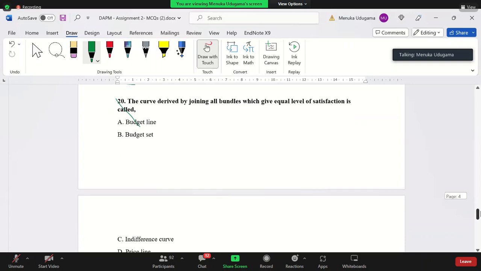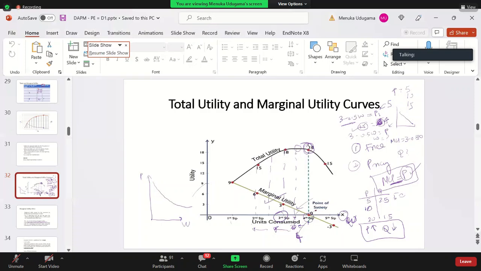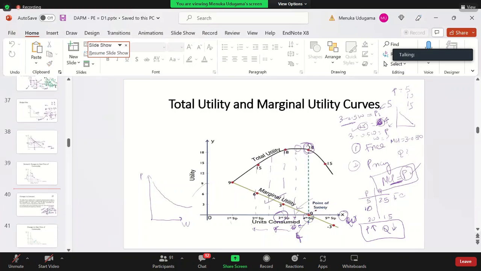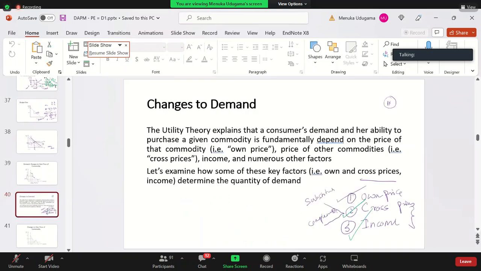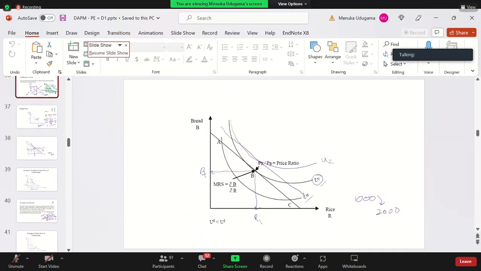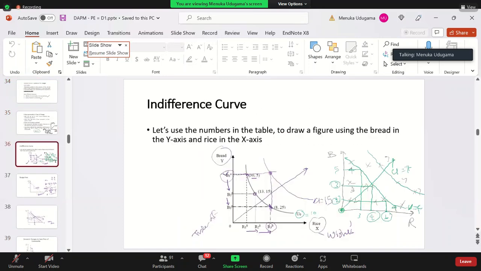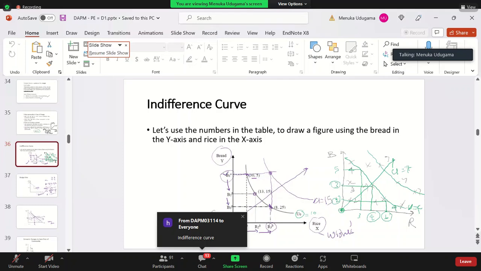Question number 20: the curve derived by joining all bundles which give the same level of satisfaction. What it means is all bundles which give the equal level of satisfaction. What did we call it? You can remember. It's this one, isn't it? Indifference curve. Different bundles, but same level of satisfaction.